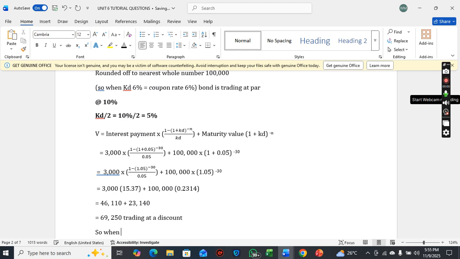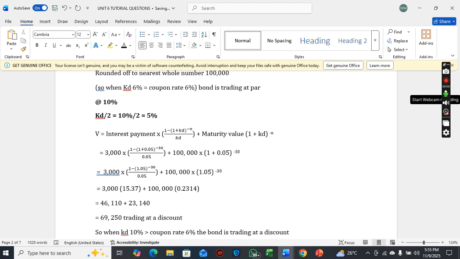So when KD, cost of debt 10%, is greater than the coupon rate, 6%, the bond is trading at a discount.